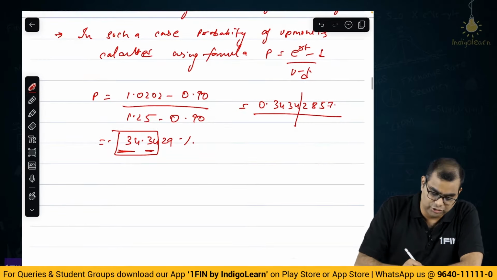Okay, so you get P is equal to this, and 1 minus P is equal to 65.66, right? Because 1 minus 34.34 is 65.66%. Now you have these values under the binomial model.